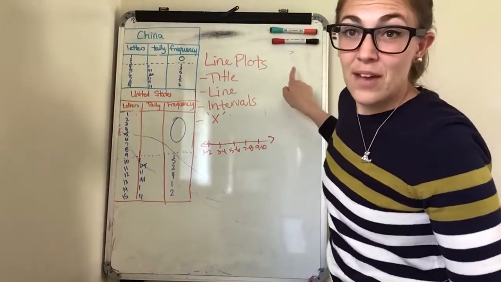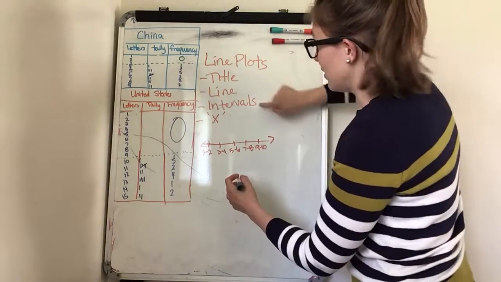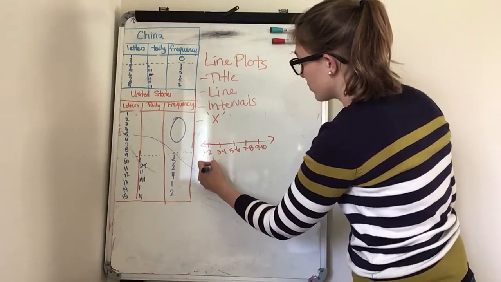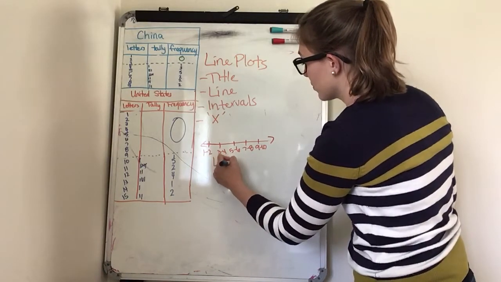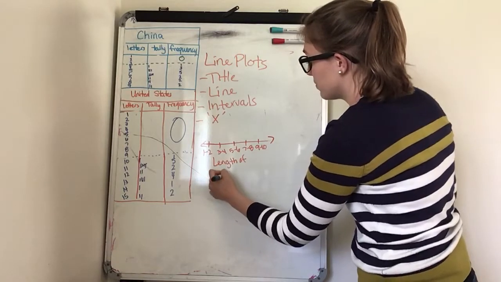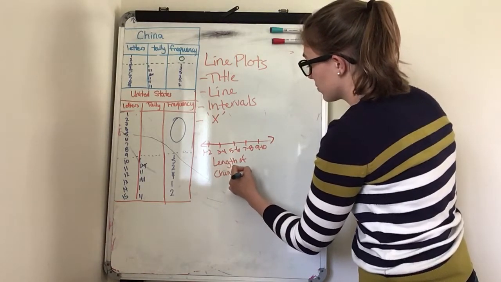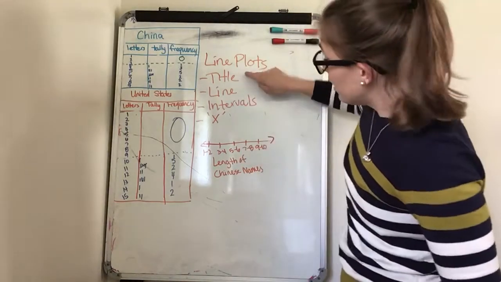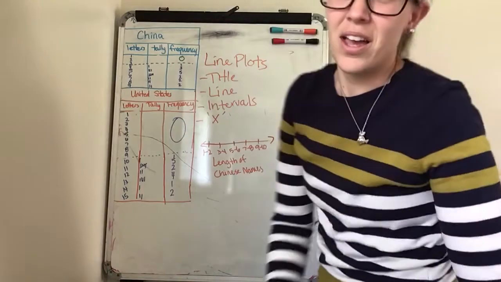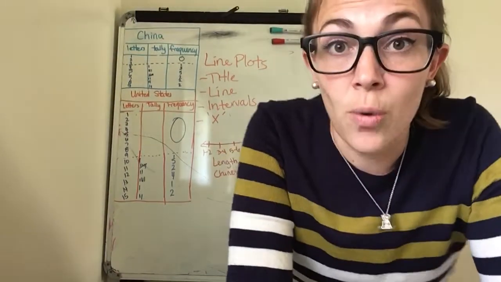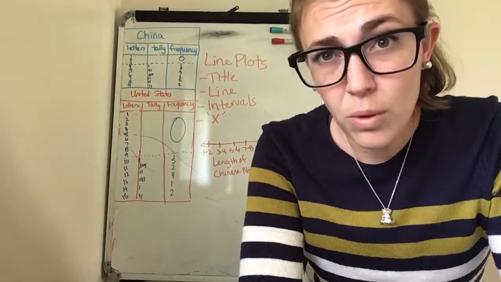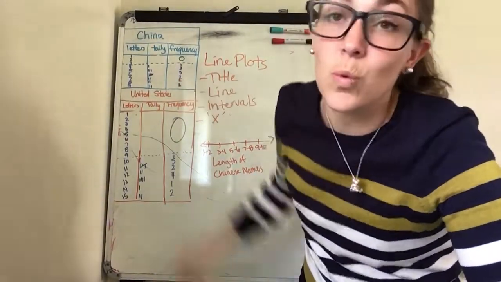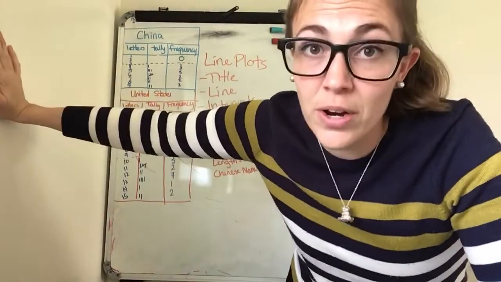And now I need a title. So I have the line and the intervals, and I need a title. So I'm going to put length of Chinese names. So I have my title, I have my line, I have my interval, and now I have X's. What do you think my X's are going to represent? Well, here each X is going to represent one of the tallies. This is where this tally comes in, it's very helpful.